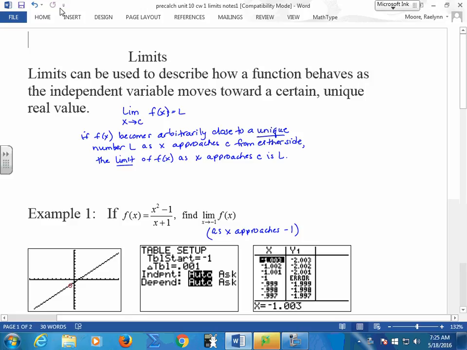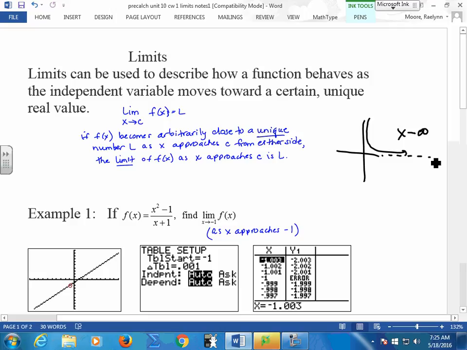Point of discontinuity. So limits can be used to describe how a function behaves as an independent variable moves towards a certain number. We usually move towards, if it's a removable point, that number. We can move towards infinity, like how does your y behave? If your graph goes like this, as x approaches infinity, what happens to your y? It's going to approach this asymptote.